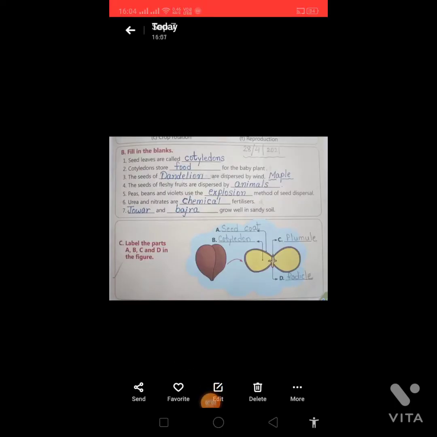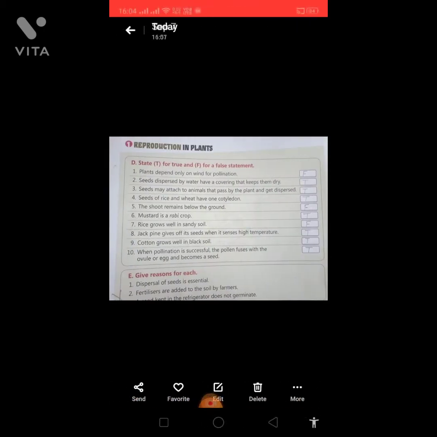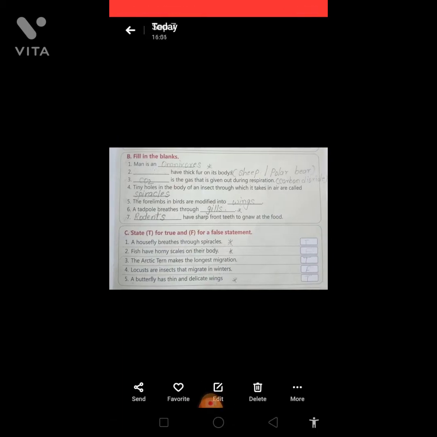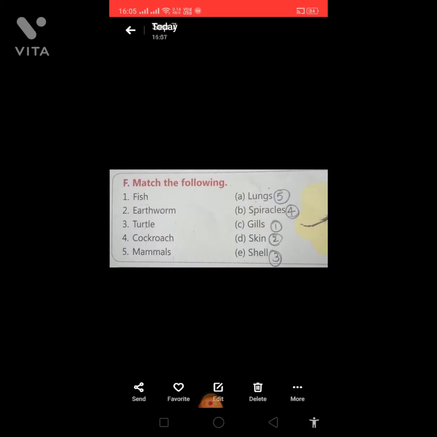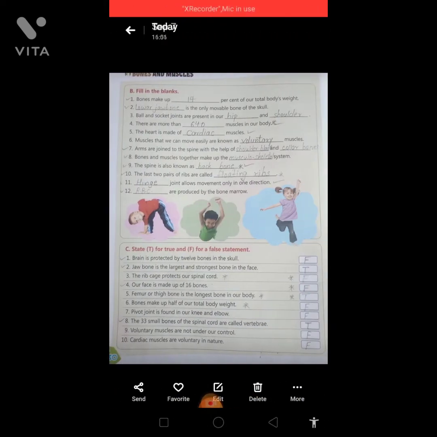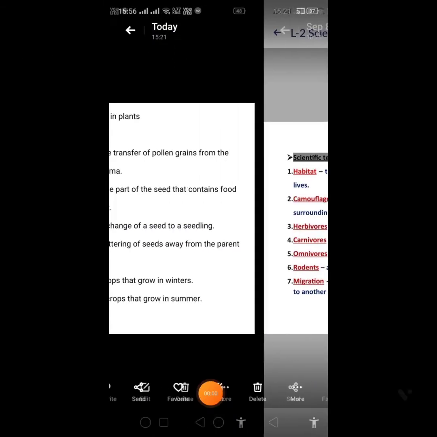Okay, children, from lesson 1, you will have to revise exercise B, fill in the blanks, and exercise C, label the parts. You just have to practice drawing and labelling the diagram both. And true and false from chapter 1. From chapter 2, you will have to revise exercises B and C. And the same from chapter 2, match the following, right? And from chapter 3 you will have to revise exercise B, fill in the blanks, and exercise C, true and false.